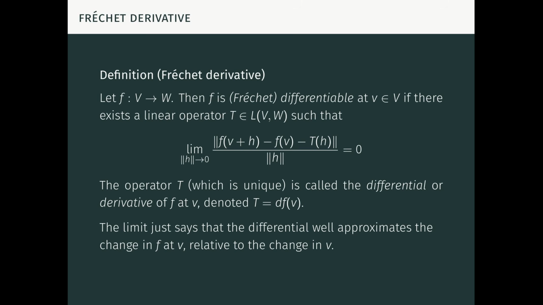But what about the norm of h occurring in the denominator? The fact that the ratio goes to 0 means that the numerator must go to 0 faster than the denominator. In other words, the differential of f at v provides approximations that are good relative to the change in v. So even if the change in v is really, really small, the approximation in the change of f at v provided by the differential is still good relative to that very small change in v.